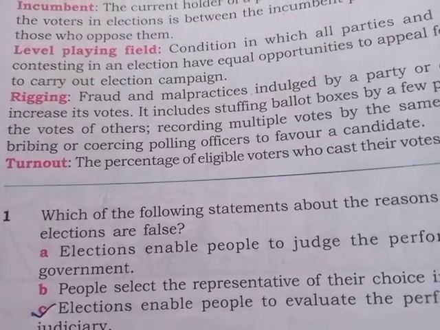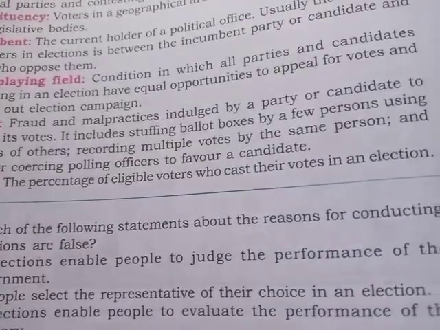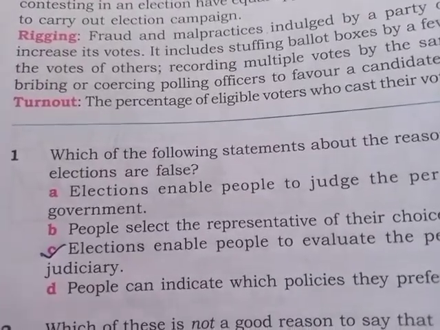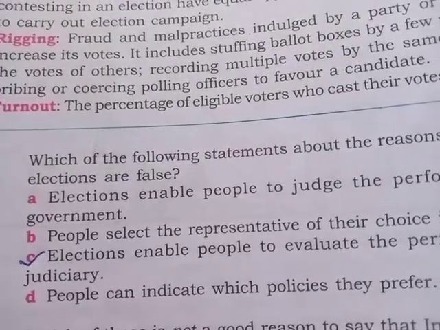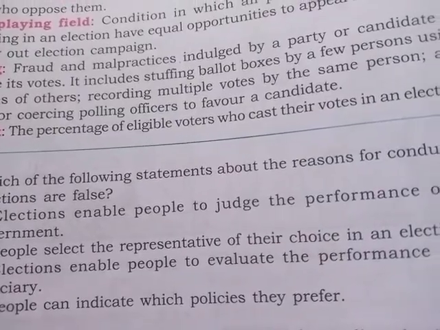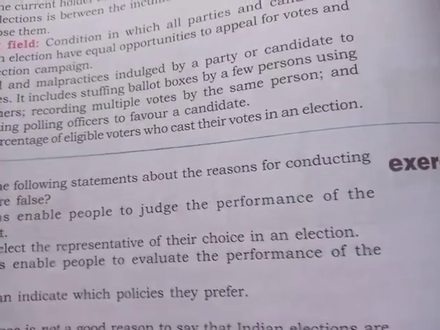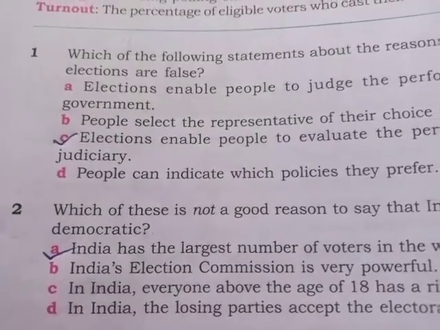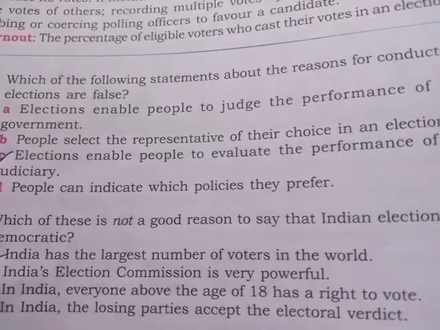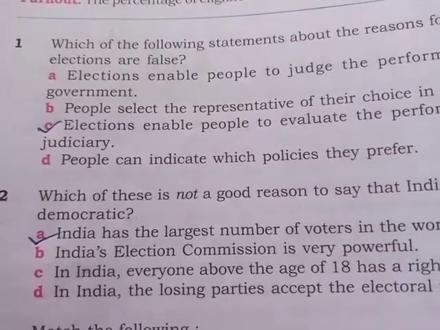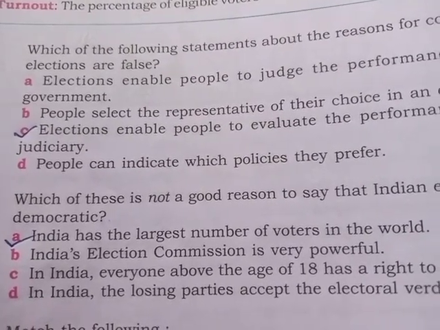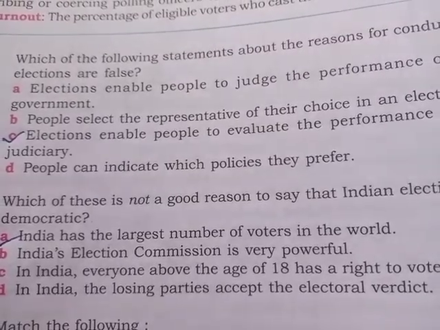First question, which of the following statements about the reasons for conducting elections are false? Answer C. Elections enable people to evaluate the performance of the judiciary. Second question, which of these is not a good reason to say that Indian elections are democratic? Answer A. India has the largest number of voters in the world.